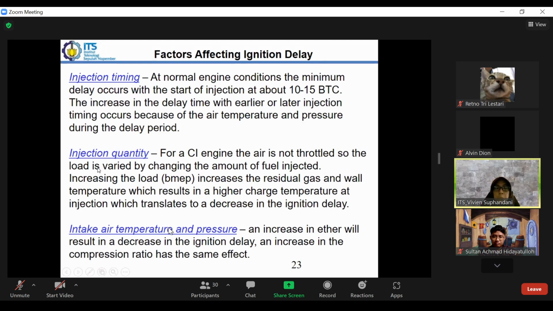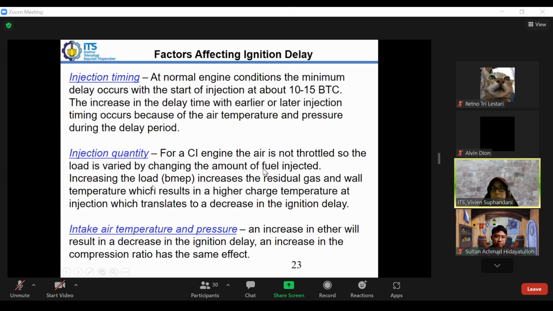So these are the factors. In more detail, we have the injection. Because we have the delay, we have to set the injection timing, when to start the injection. This is typically around 10 to 15 degrees before the top dead center. And also the injection quantity. For a CI engine, the air is not throttled, so the load is varied by changing the amount of fuel injected. Again, the air is not throttled, so what we control here is the amount of fuel which is injected.